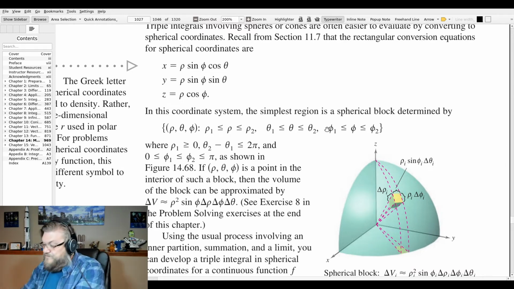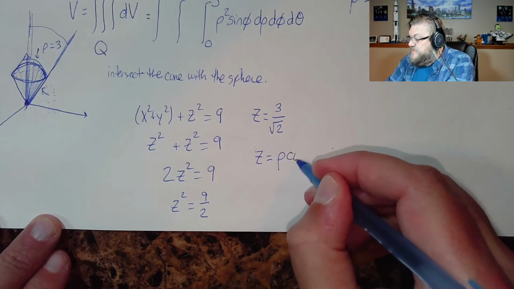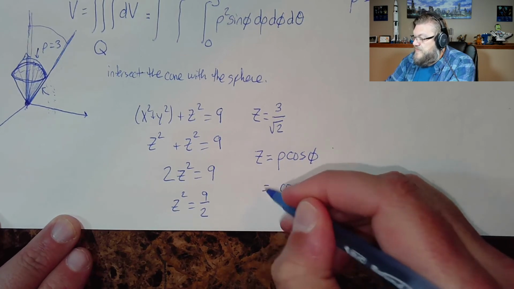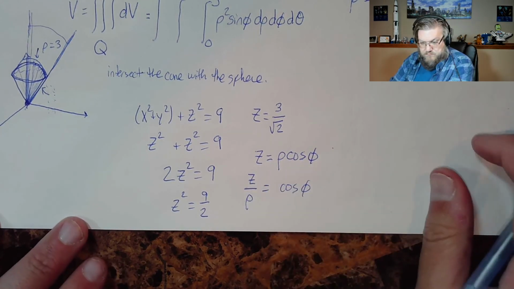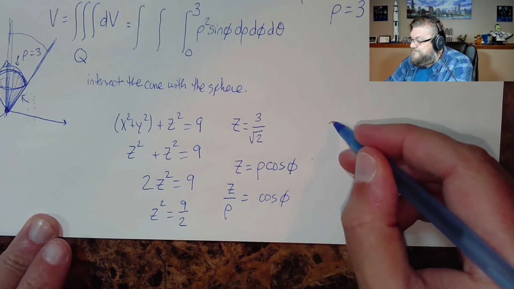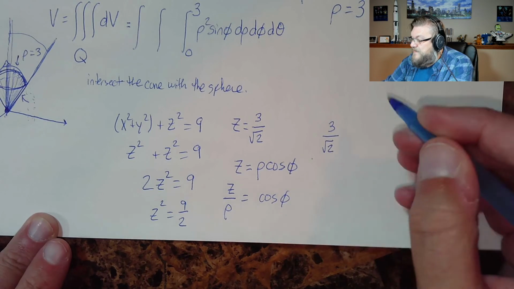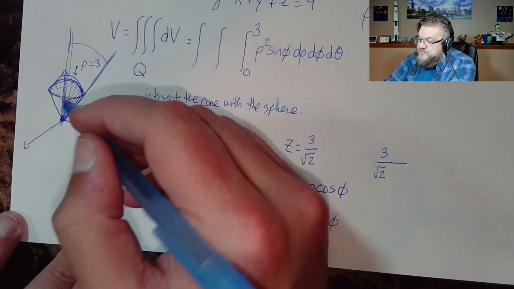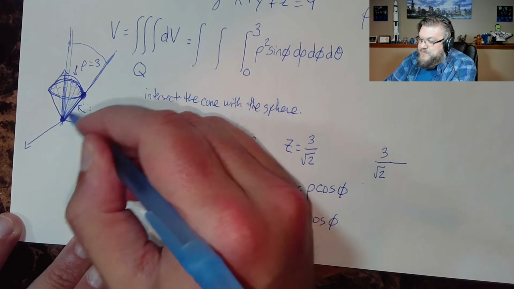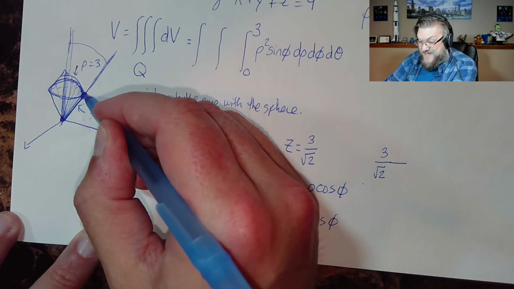Z equals rho cosine phi. That means that cosine phi is z over rho. Z is 3 over root 2. All right, what is rho when I'm at this point right there? That's rho equals 3, right? Because it's on the sphere.